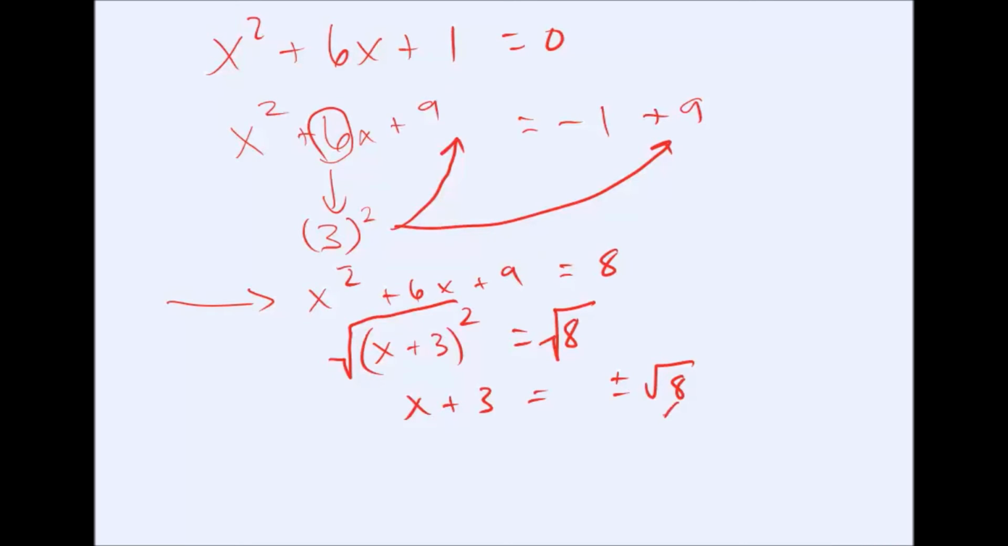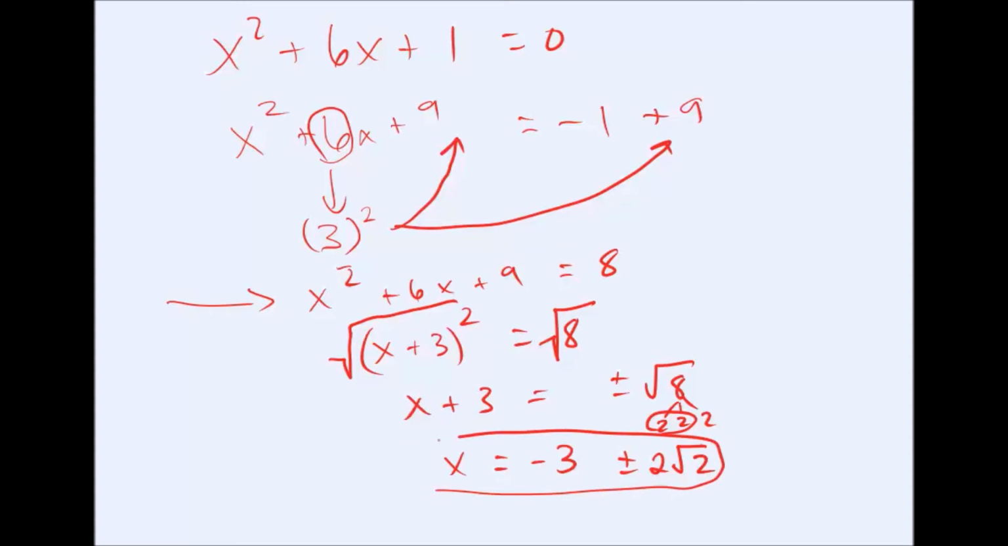And of course, this can be broken down further. That's 2 times 2 times 2. So that's really plus minus 2 square root 2. And finally, you'll subtract this 3 to the other side. So you have x is equal to negative 3 plus 2 square root 2 and negative 3 minus 2 square root 2. Those are the two answers. Those are the two places where the parabola will cross the x-axis.